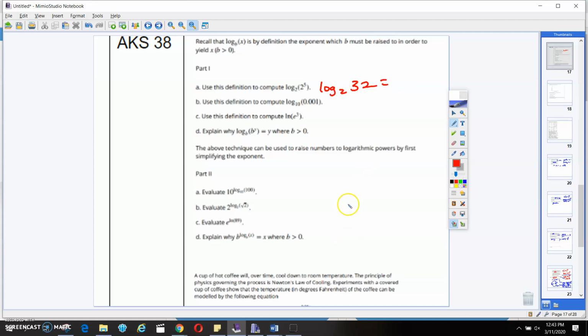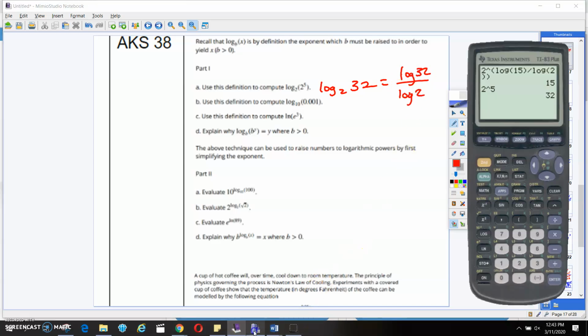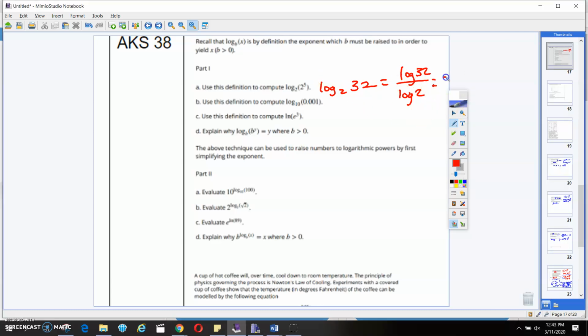Well, if I type this into my calculator, I'm going to say log of 32 divided by log of 2. So I'm going to go into my calculator and type log of 32 divided by log of 2. And when I do that, I'm going to get, on your interim review, AKS 38, so this is going to be 5.